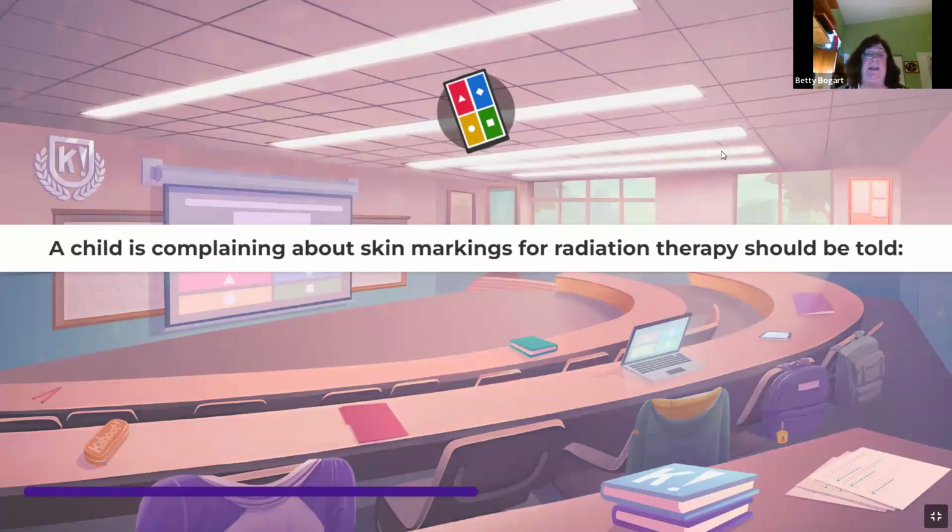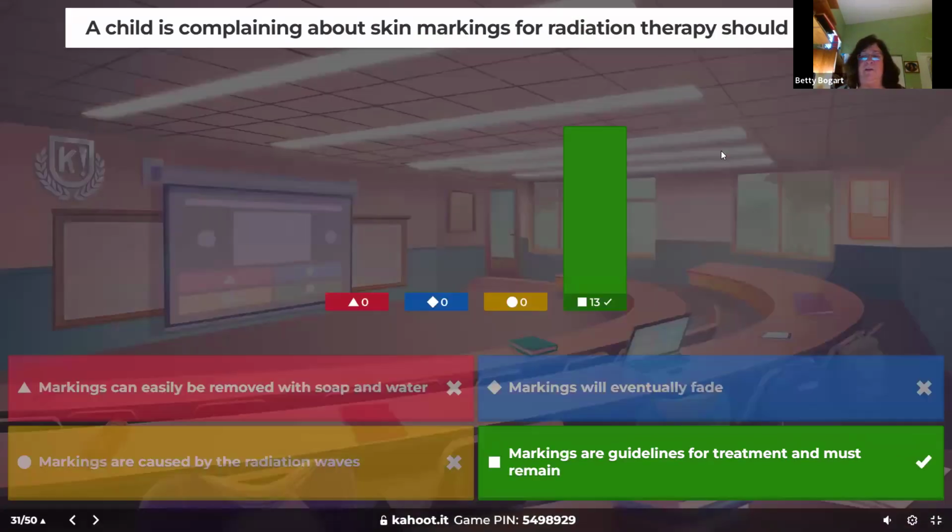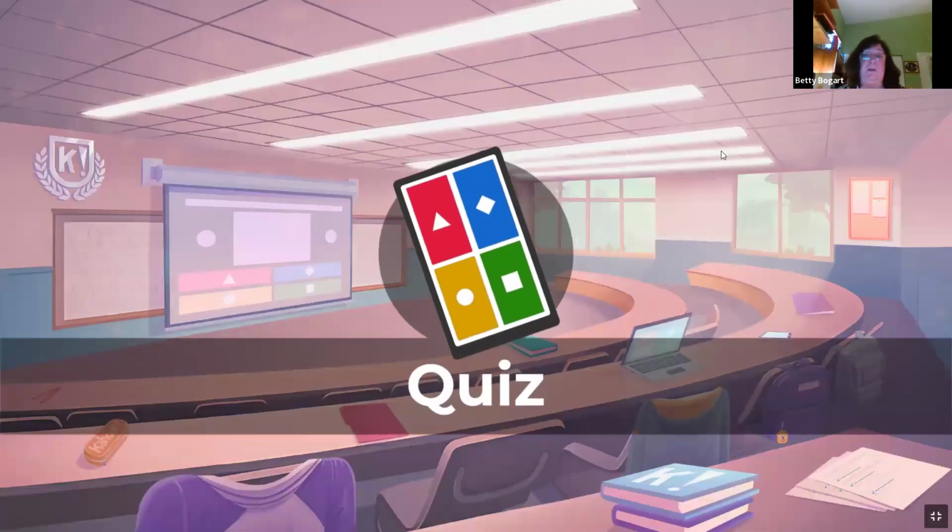A child is complaining about those skin markings for radiation therapy. They should be told what? What are those skin markings for? There are absolutely those guidelines. Some parents will have a ceremony and wash off those markings when they're done with radiation. So make it into an event.